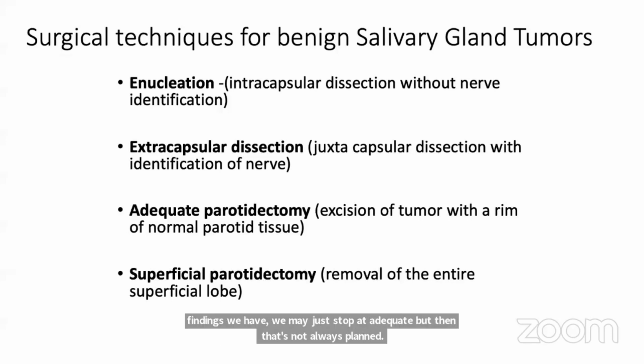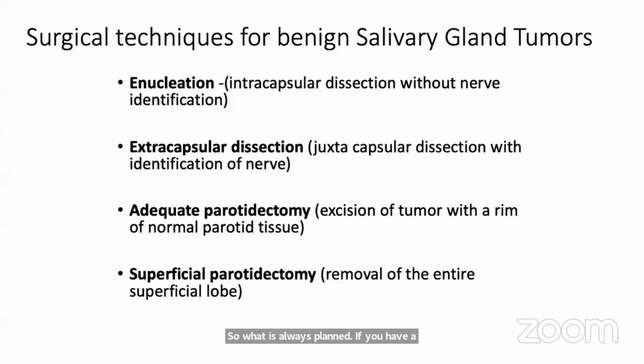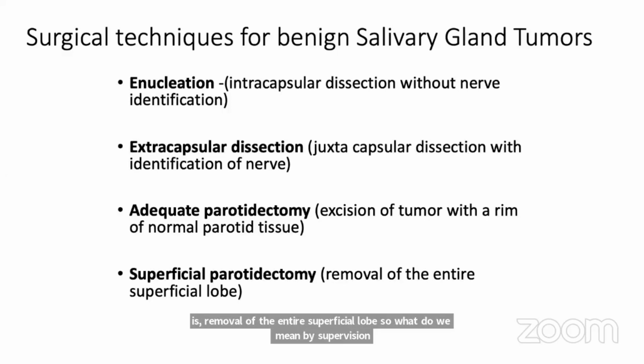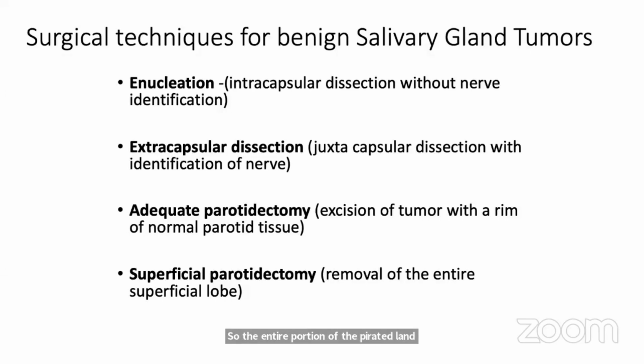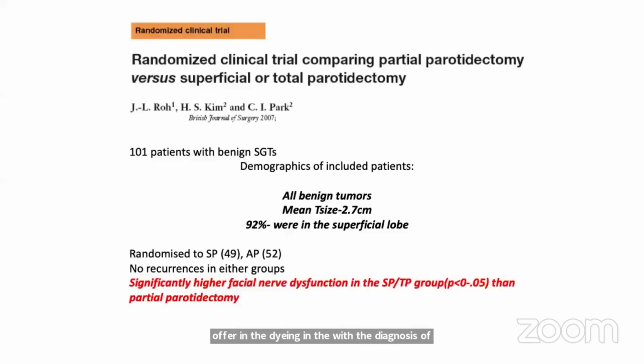What is always planned if you have a diagnosis of a salivary gland malignancy, which is what we are talking about right now, is superficial parotidectomy. That is removal of the entire superficial lobe. What do we mean by superficial lobe? It is the part of the parotid gland that is above the facial nerve. The entire portion of the parotid gland above the facial nerve is removed. That is what is known as superficial parotidectomy, and that's the minimum surgery that we would offer with a diagnosis of parotid malignancy.